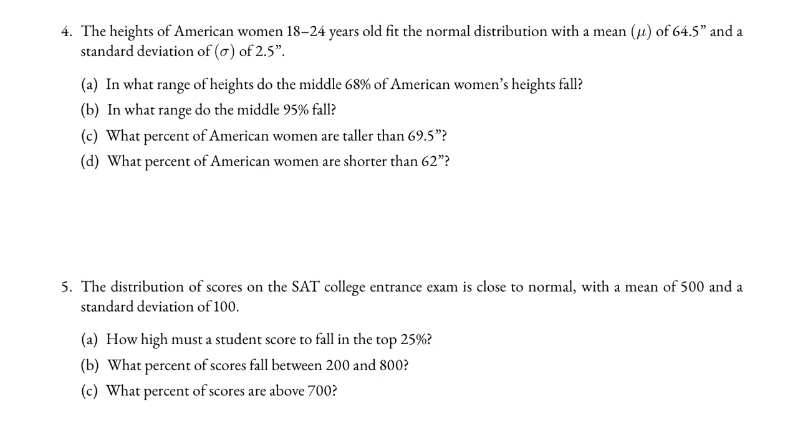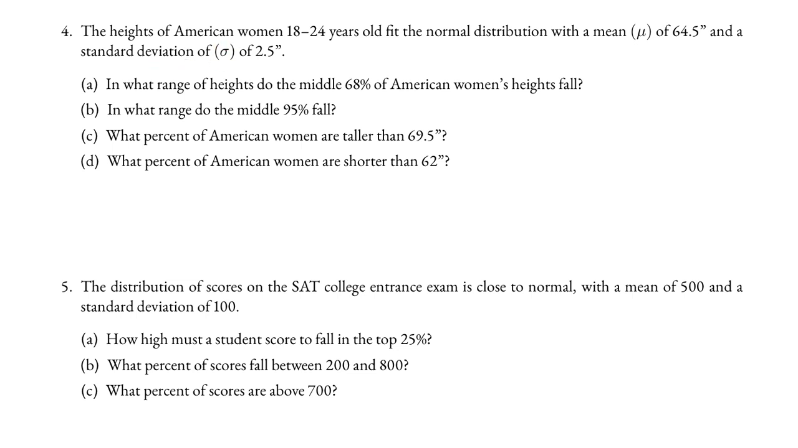Another example: the heights of American women 18 to 24 years old fit the normal distribution with a mean of 64.5 inches and a standard deviation of 2.5 inches. This notation is read mu. It is the Greek letter mu. It is the mean that describes the population. This notation for the standard deviation is read sigma. The Greek letter sigma represents the population standard deviation.